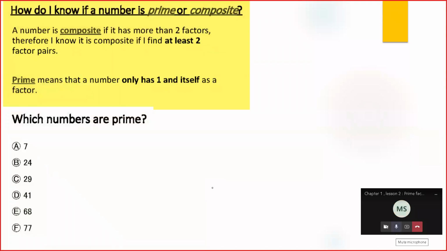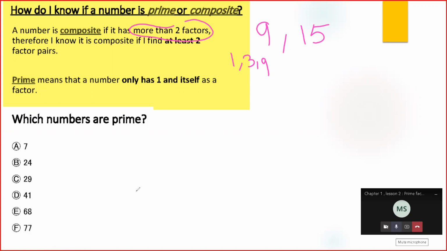Yeah, so like number 9. Number 9 is a composite, like number 15. Here for number 9, what are the factors? We have 1, we have 3, and we have 9, because 1 times 9 is 9, 3 times 3 is 9. So here we have more than 2 factors.